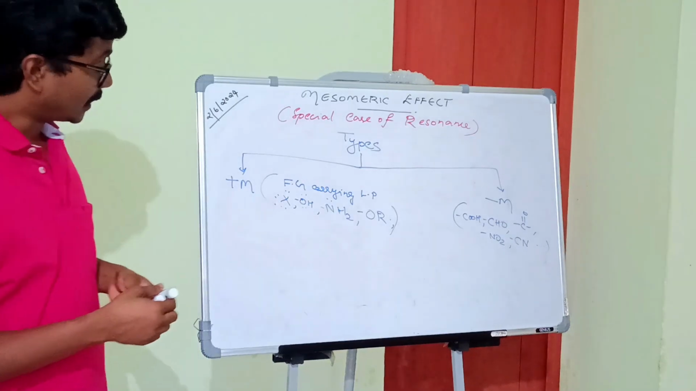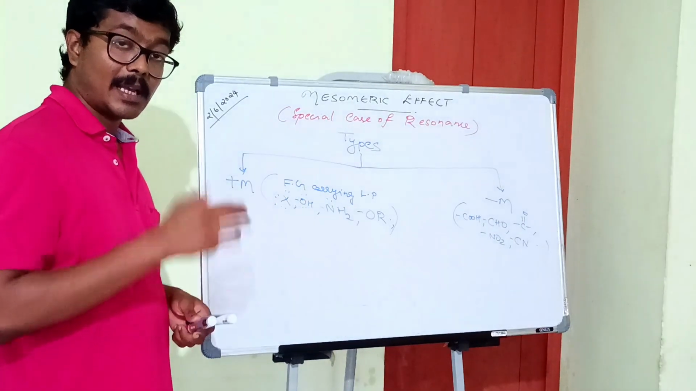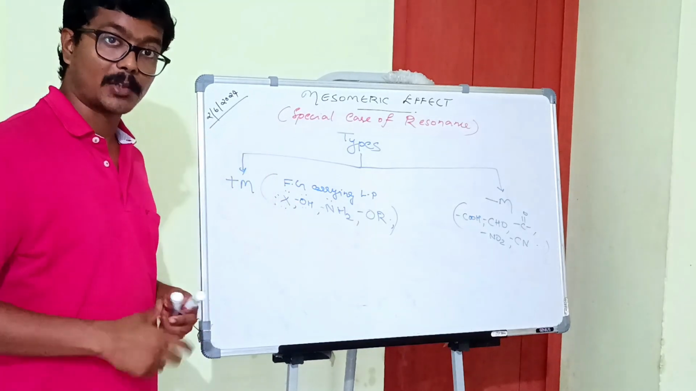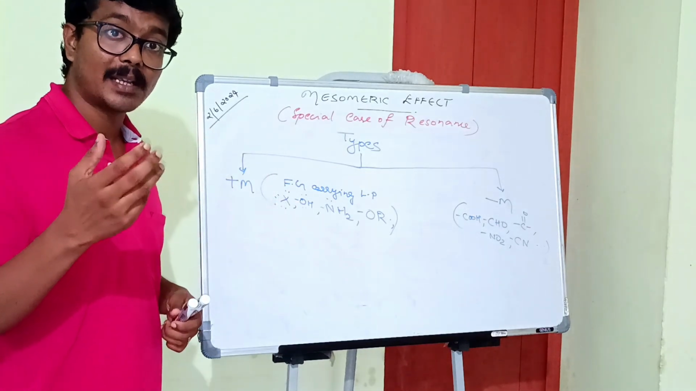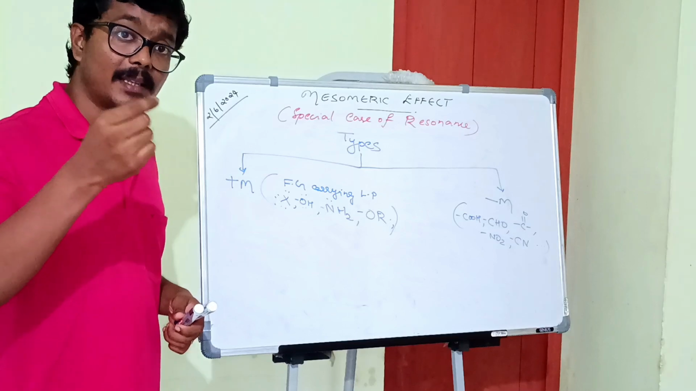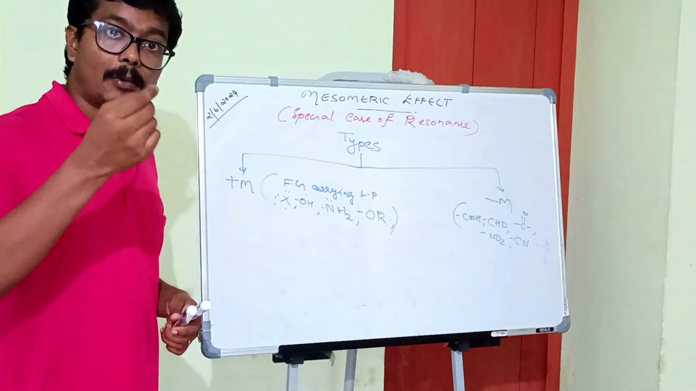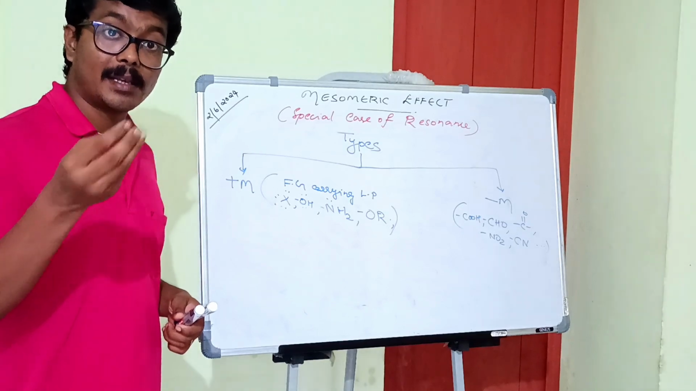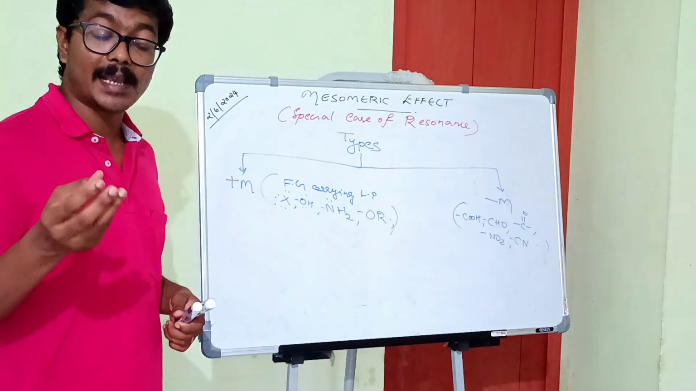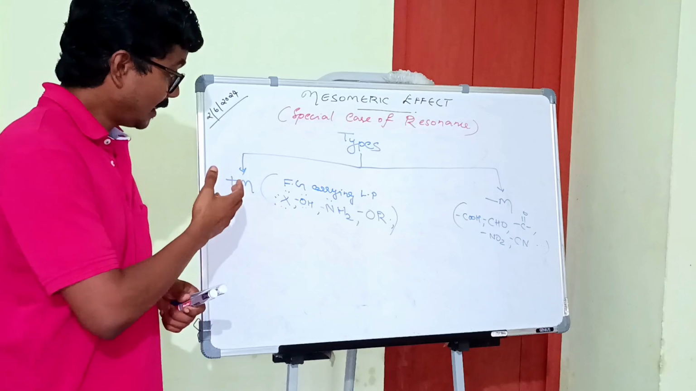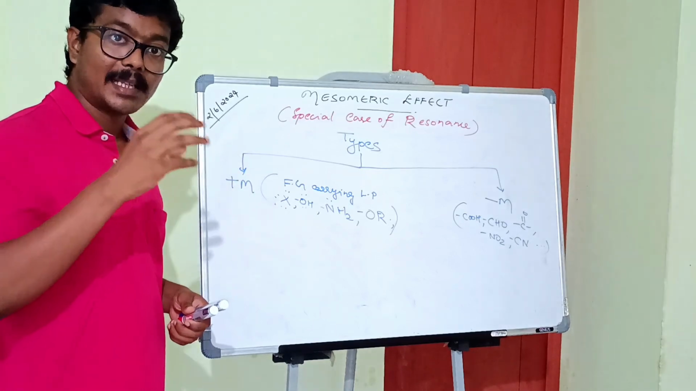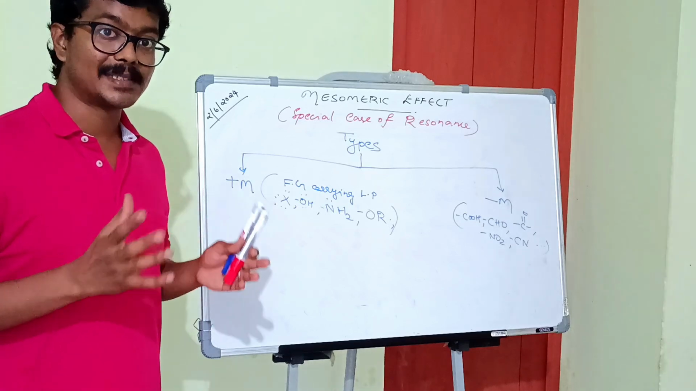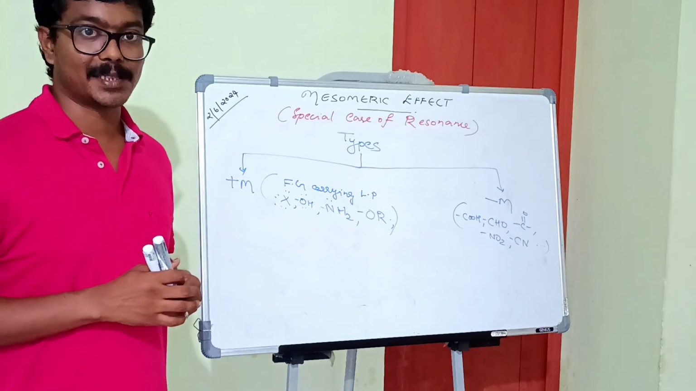If the substituent or functional group attached to the conjugated system has a lone pair of electrons, for example the amino group NH2, where nitrogen carries a lone pair, the OH group, where oxygen carries a lone pair, or halogens like fluorine and chlorine, which carry lone pairs, then the lone pair will be donated towards the conjugated system. As a result, electron density increases in the conjugated system.